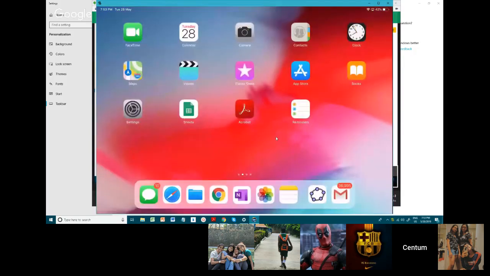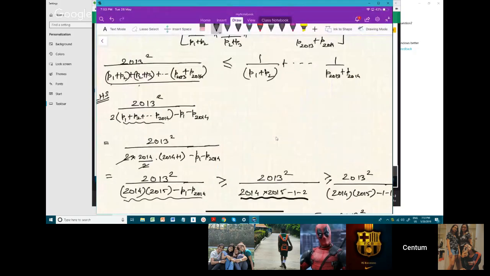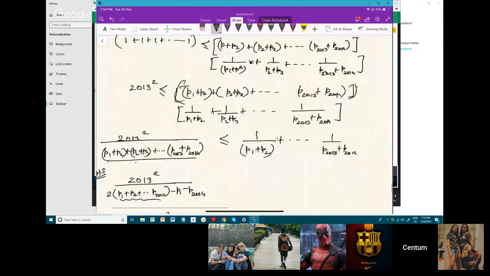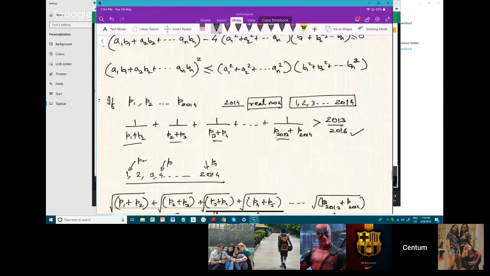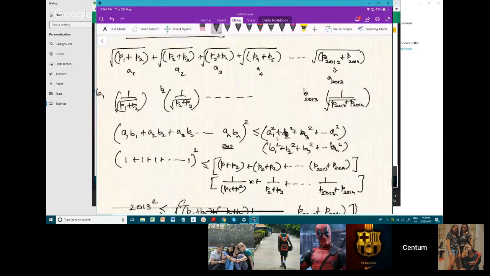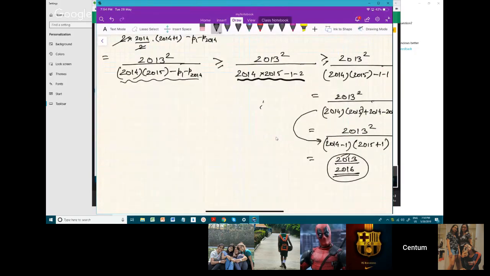What was it? Oh, sorry. So we had to prove that this is, where did I start? Yeah. So 2013 by 2016 is less than all that activity which we did. So all the other terms are more than this. So hence proved.